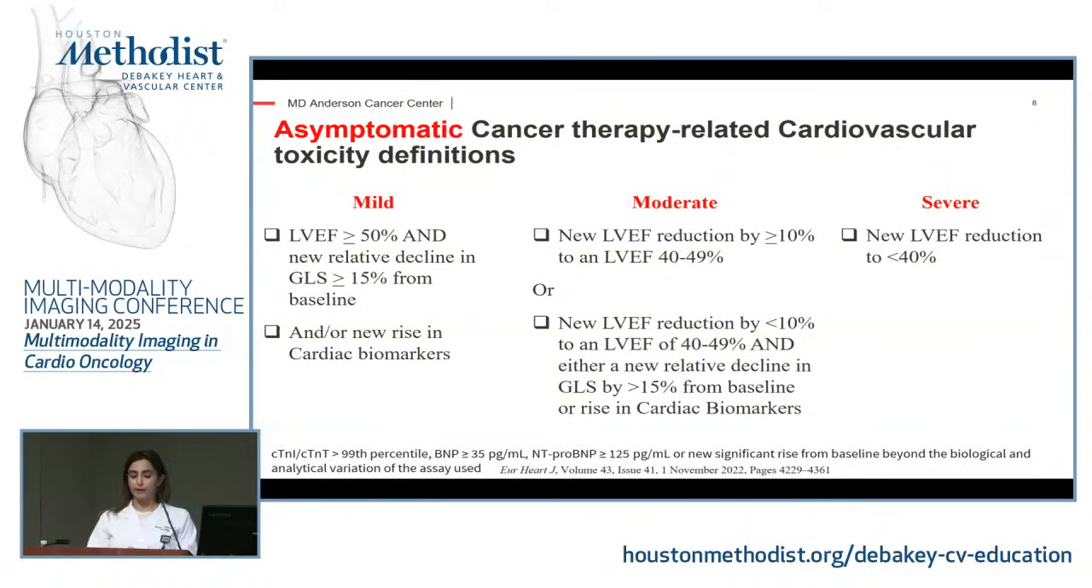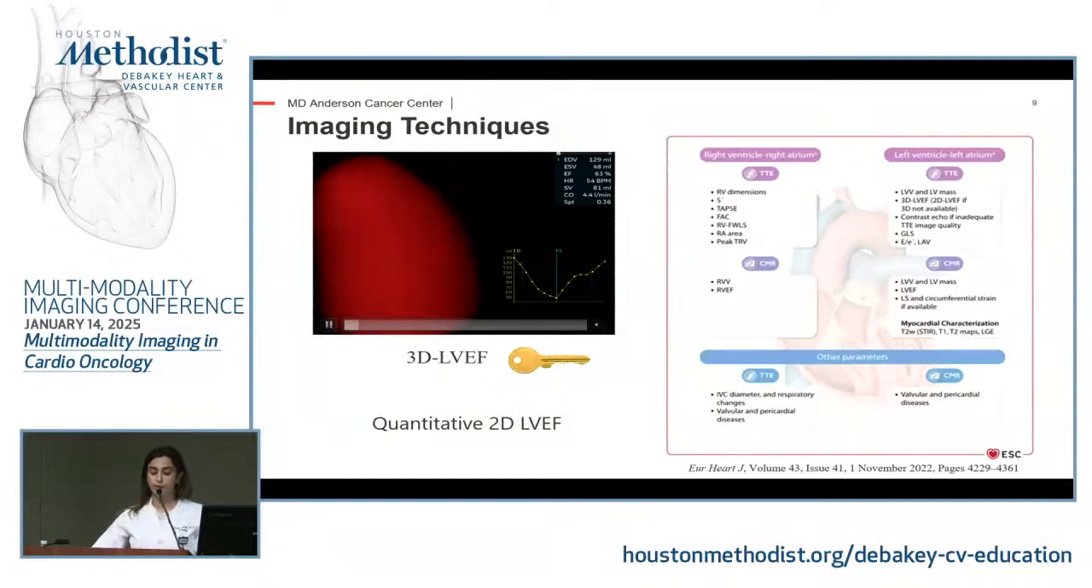In the moderate range, those are the patients who have a decline of more than 10% to an LVEF in the mild range, the 40 to 49%, or a reduction of less than that 10% cutoff to an EF between 40 and 49% with GLS abnormalities and a rise in biomarkers. The severe range is when the EF drops below 40. So if you take anything from this talk, you really need a good echo, a really, really good echo.